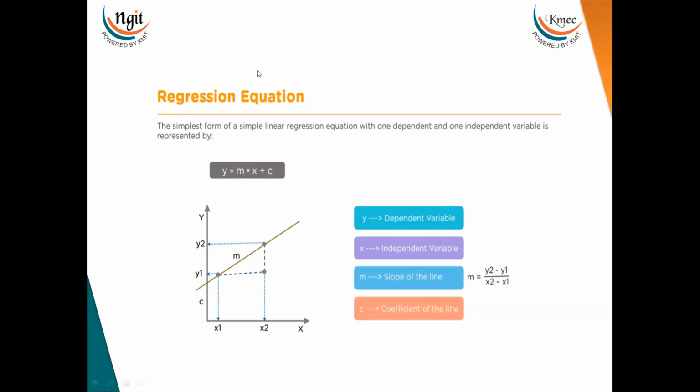Whenever we talk about linear regression, we have one independent variable and one dependent variable, denoted by the equation y = mx + c. Here y is the dependent variable, x is the independent variable, m is called the slope, and c is called the coefficient. To calculate m, we use the difference y2 minus y1 divided by the difference x2 minus x1. In that way, we can find the value of m, which is the slope.